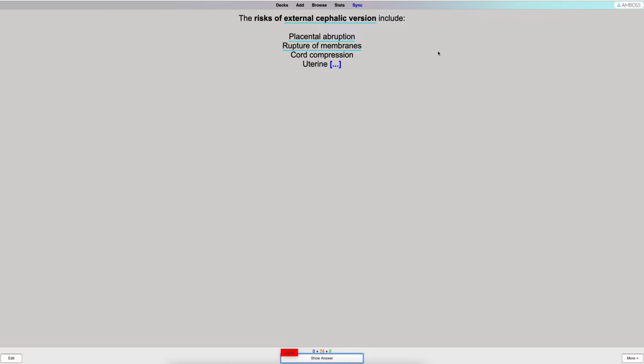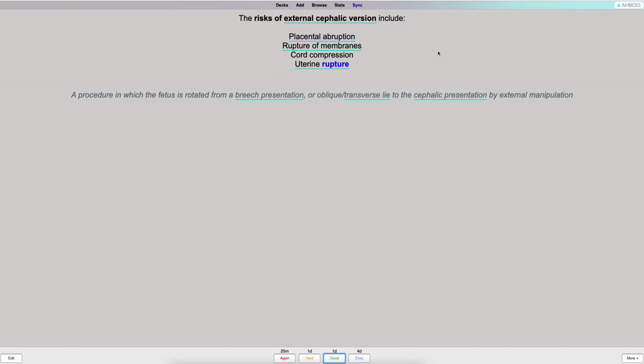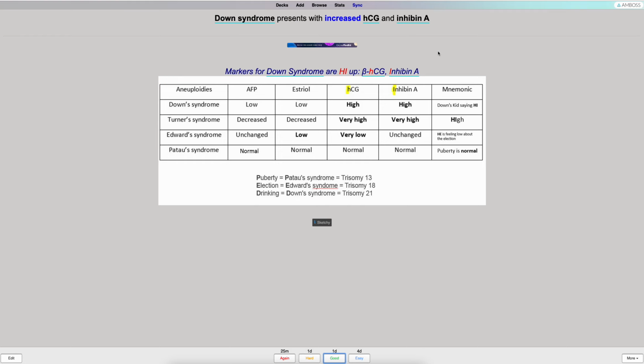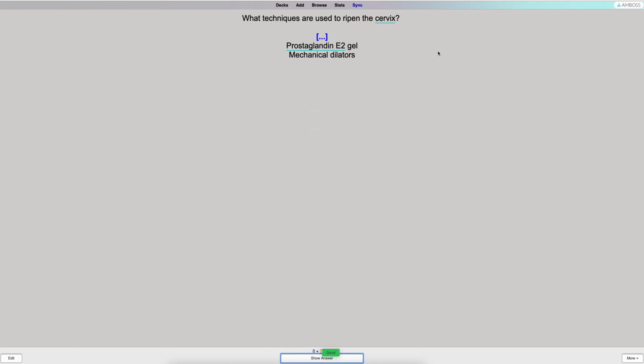This is a fetal tracing of uterine tachysystole with intermittent variable decelerations. External cephalic version includes abnormal uterine bleeding. Cardinal movements include engagement. Down syndrome presents with increased hCG and inhibin A. Markers that have H in them are increased. Cervical ripening with misoprostol. Contraindications of external cephalic version are the same as for C-section, which is a previous C-section.